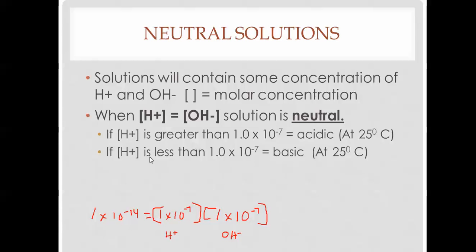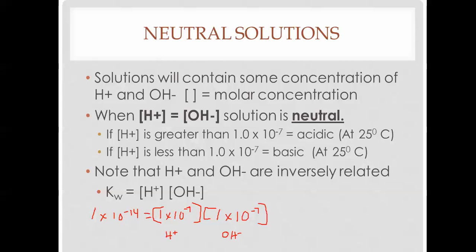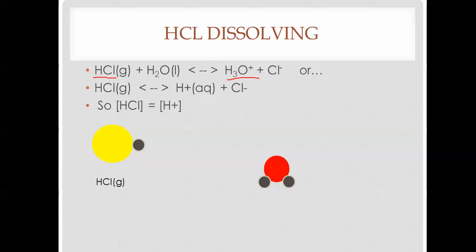So if there's ever hydrogen ions in greater proportion than hydroxide ions, the solution is considered to be acidic. In other words, the concentration is going to be greater than 1 times 10 to the negative 7. If the concentration of the hydrogen ions is less than 1 times 10 to the negative 7, then the solution is considered to be basic. And again, all this is only true at 25 degrees Celsius, but that's a common assumption we're going to make throughout most of our pH calculations. And yes, those are inversely related, as I just said. One goes up, the other goes down.